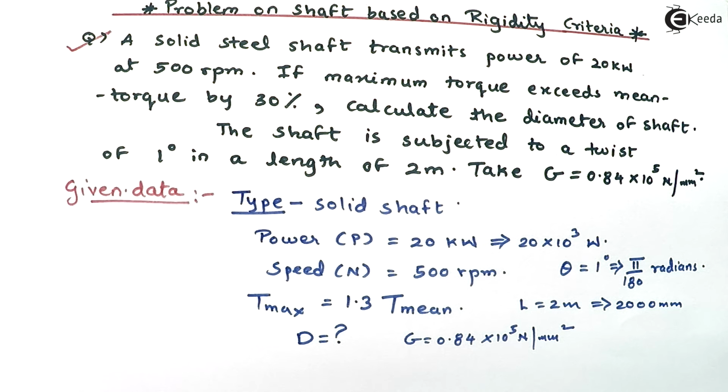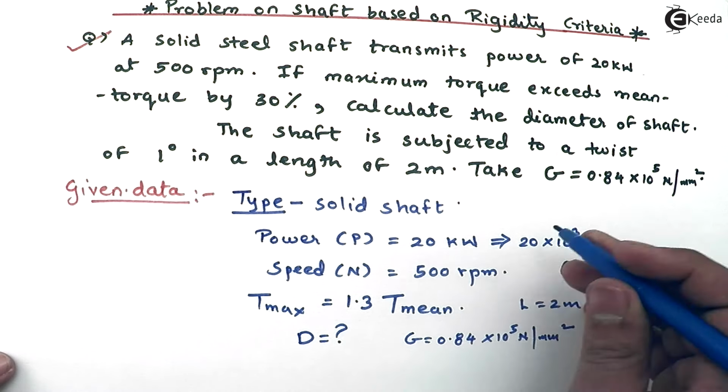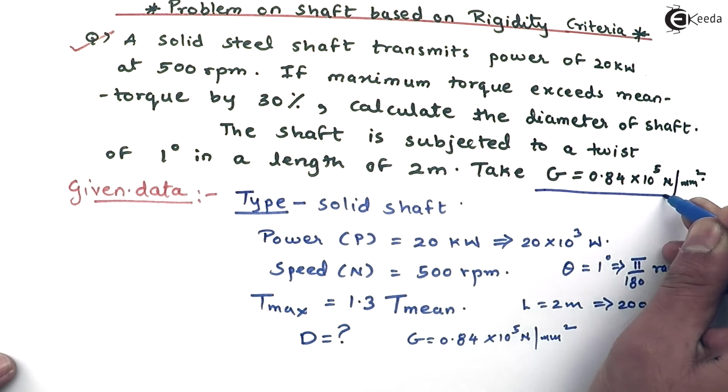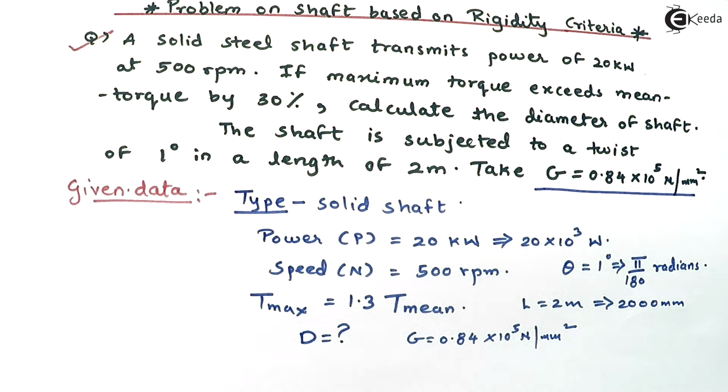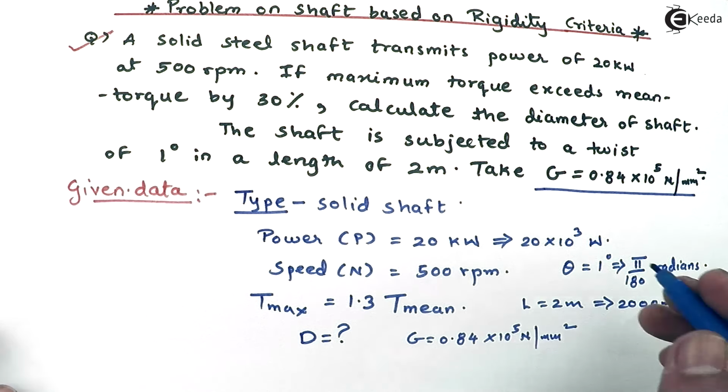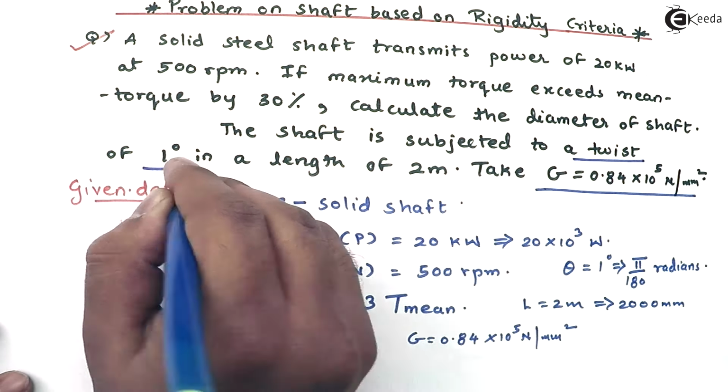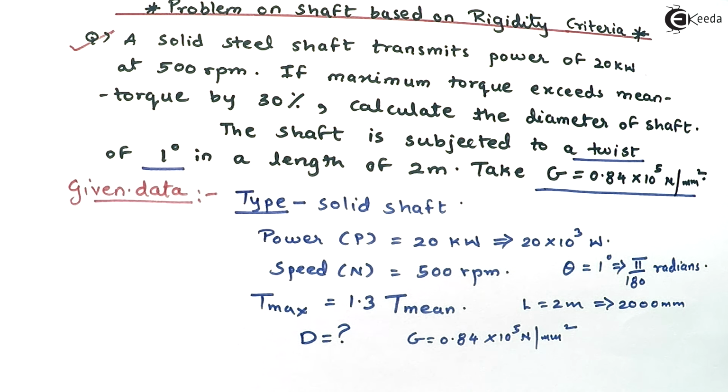See, this is called as rigidity criteria, and that we can find out by two terms. In rigidity criteria, first of all there will be modulus of rigidity, capital G. Sometimes it is also denoted by capital C as well. And we have to look for another thing in rigidity criteria, that is angle of twist. Here it is 1 degree. So these two things decide that the problem is based on rigidity criteria. That is, first of all, modulus of rigidity value. Second, angle of twist. If both of them are there in the question, it means the problem is based on rigidity criteria. So now, let us get the solution for this problem.